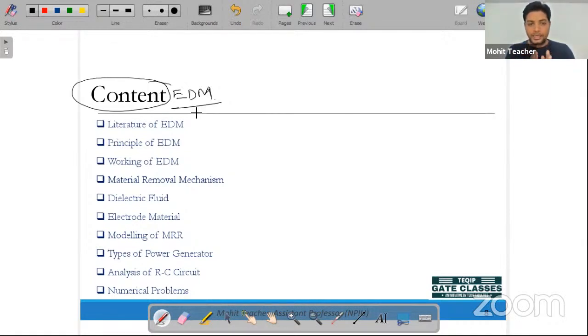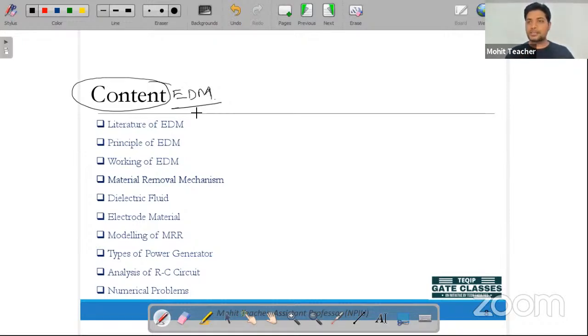If you are in BTech, that's great, I'm taking it from the initial stage to the end. But even if you have completed it, generally in engineering we just study to clear the university exam. So I assure you that this will give you a brief introduction about why this EDM process came into existence and why we are using it. This is the most important process of non-conventional machining, and industries are using it.